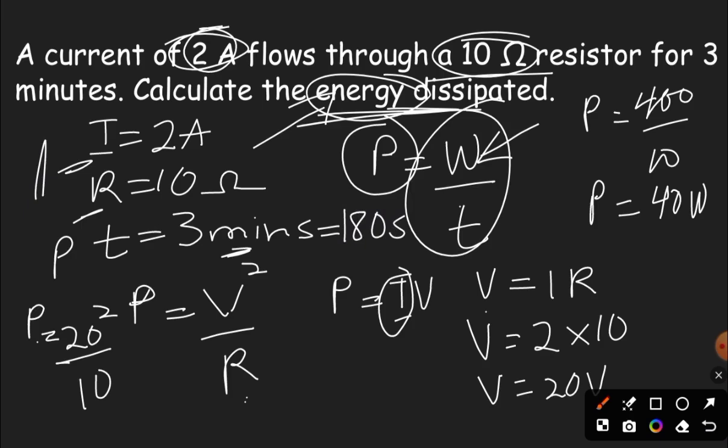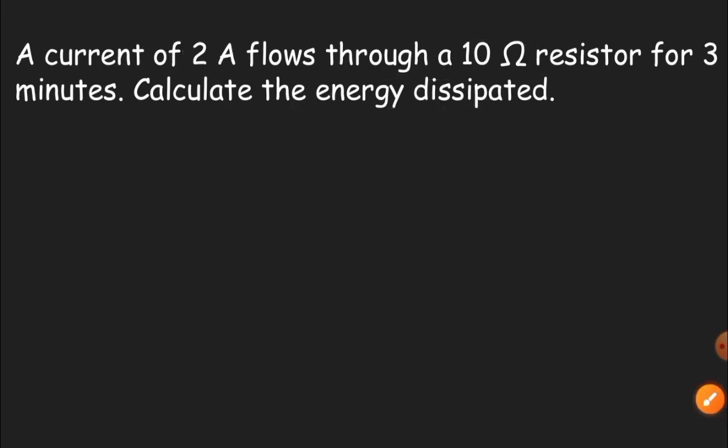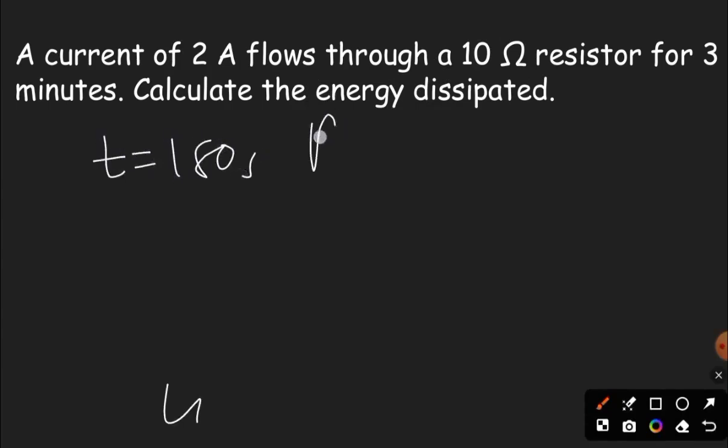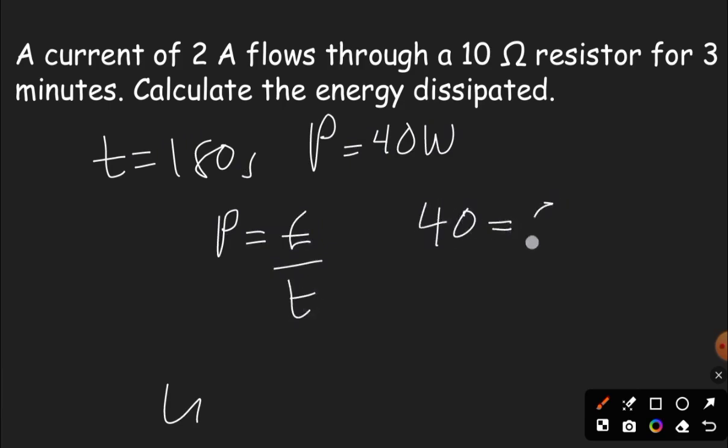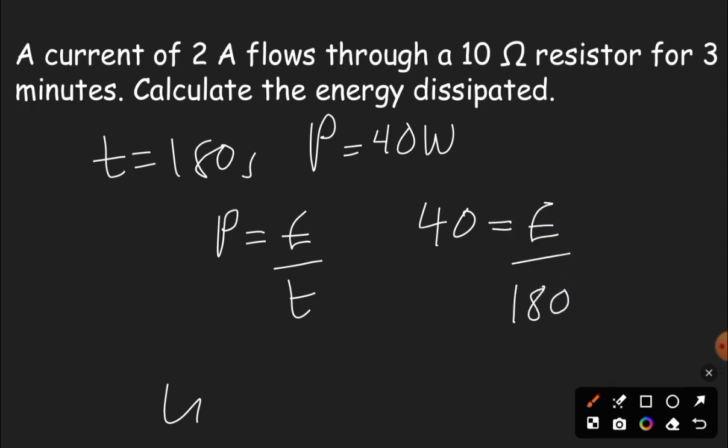So we know our time to be 180 seconds and our power to be 40 watts. So we know power equals energy or work done over time taken. So 40 equals the energy over 180. So our energy dissipated is 40 times 180, 7,200. What's the unit for energy? Joules.